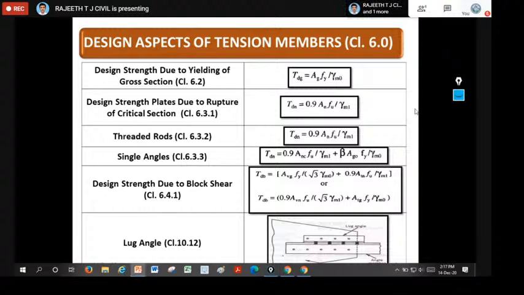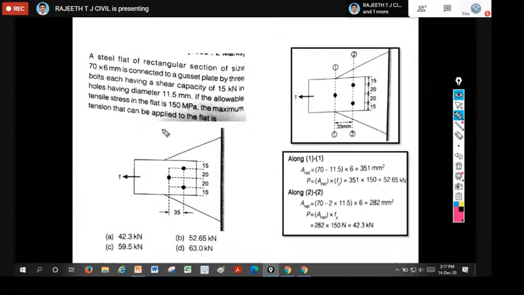So next, let us go for one review question on tension members. A steel flat of rectangular section of size 70 by 6 millimeter is connected to the gusset plate by 3 bolts. Each bolt has a shear capacity of 15 kilonewton, that is the single bolt capacity. The hole diameter is equal to 11.5 millimeter. If the allowable stress in the tensile plate is 150 MPa, the maximum tension that can be applied to the flat is.